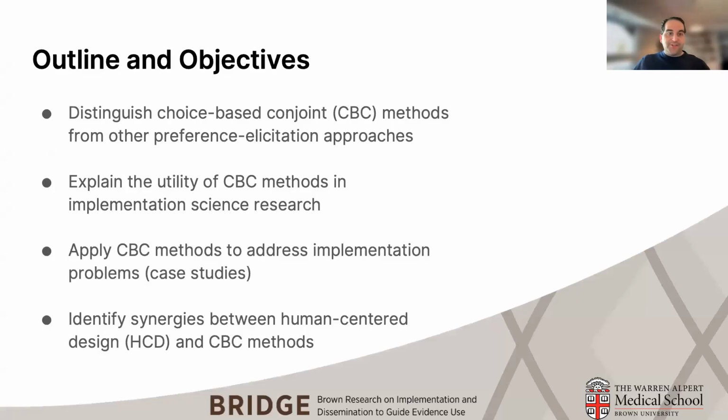For today, what I'm hoping we can do is think through distinguishing between choice-based conjoint methods, which I'm going to be referring to as CBC moving forward for short, and other types of preference elicitation approaches you might be familiar with. I'm also hoping to explain what the utility of CBC methods are in implementation science research and why these can be valuable tools to add to your toolbox of existing research methods.